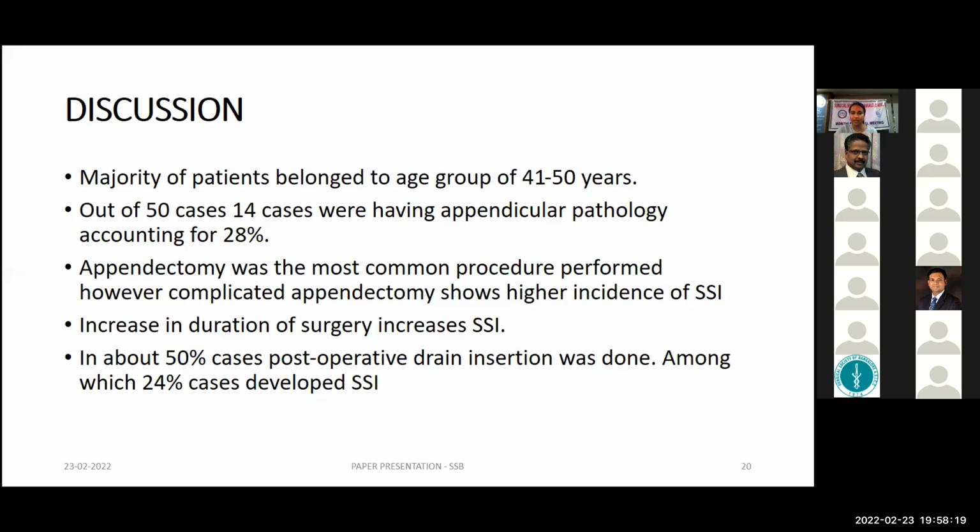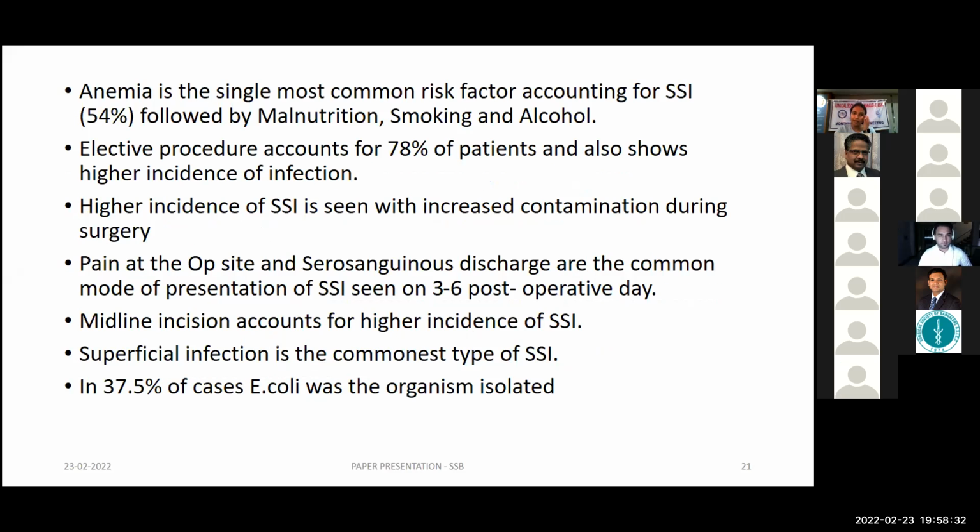However, complicated appendectomy shows higher incidence. Increase in duration of surgery increases the SSIs. In about 50% of cases, a post-operative drain was inserted, out of which 24% had SSI. Anemia was the single most common risk factor, followed by malnutrition, smoking, and alcohol.